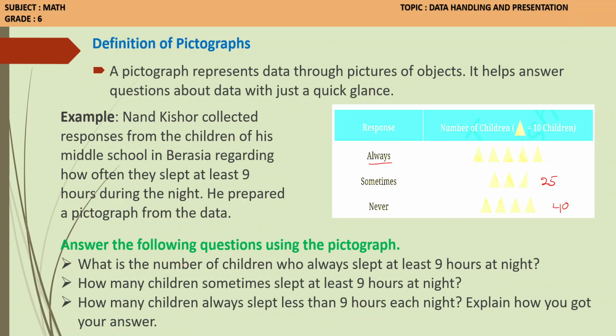Answer the following questions using the pictograph. What is the number of children who always slept at least 9 hours at night? How many children sometimes slept at least 9 hours at night? How many children always slept less than 9 hours each night? Explain how you got your answer. Let us see how we are going to answer these questions.